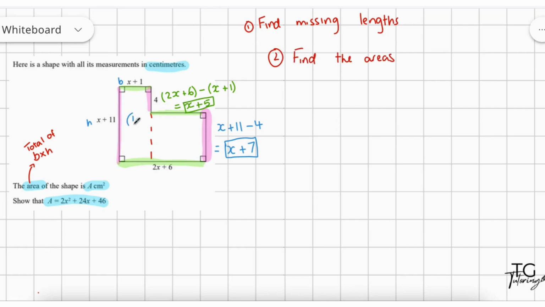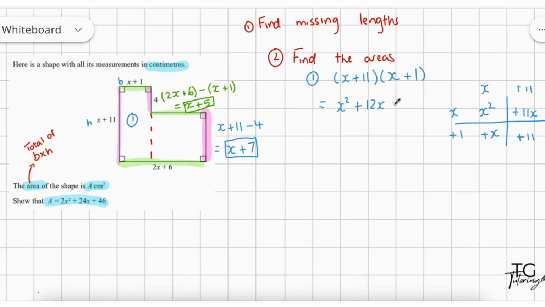So the area of rectangle 1, x plus 11 multiplied by x plus 1. So it's two expressions being multiplied. You should end up with a quadratic. So if you need to, you can use a grid to multiply. You'd get x squared plus 12x plus 11.